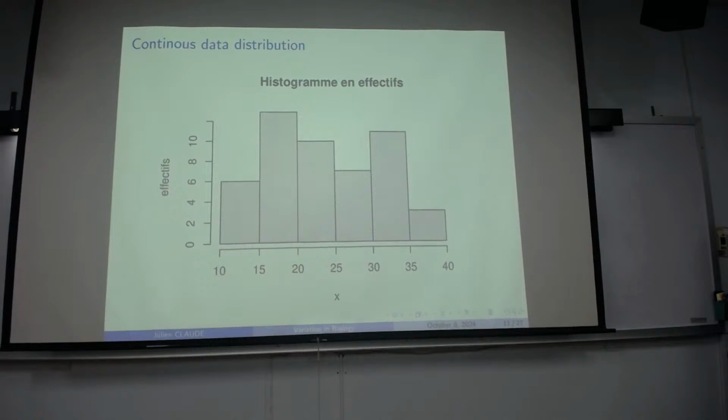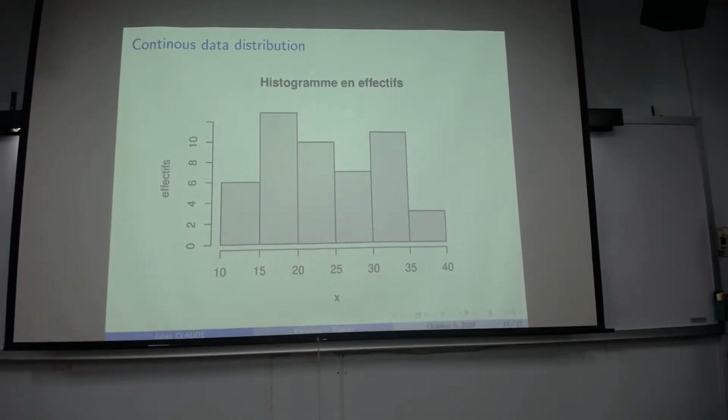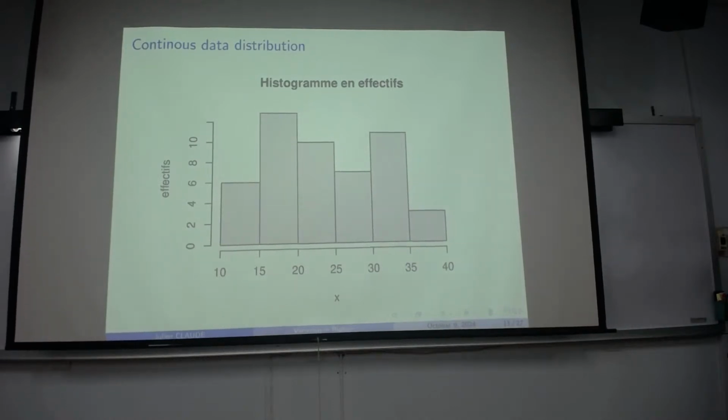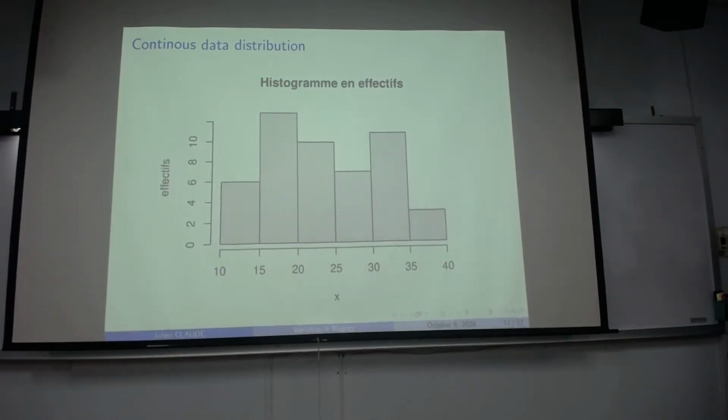If I want to plot this data, I don't use a bar plot. I use a histogram. You see that the x-axis is separated by class: class 10 to 15, 15 to 20, 20 to 25. And then I have the size, or effective, or frequencies, so I can associate a number. In this sample, I have 6 observations that have values between 10 and 15. It's a representation of the distribution.